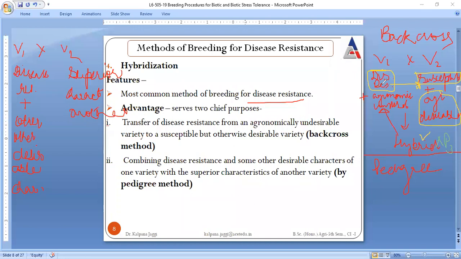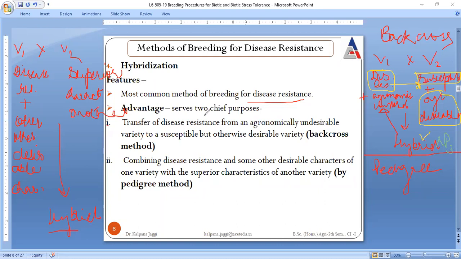Earlier, what we said was that it was disease resistant but not agronomically desirable. That means if it has desirable characters, it is agronomically desirable. And this is the superior characteristic variety, so it is going to be super and duper agronomically desirable, right? So these two varieties are crossed, and when we have the hybrid, this method is said to be the pedigree method. We will learn about it in detail in the next slide.